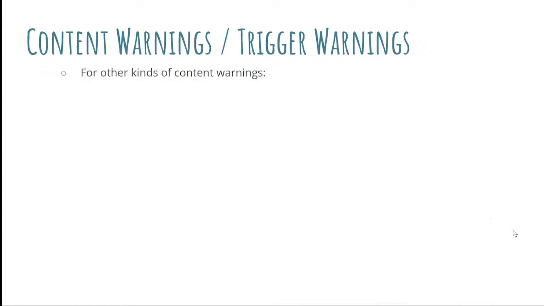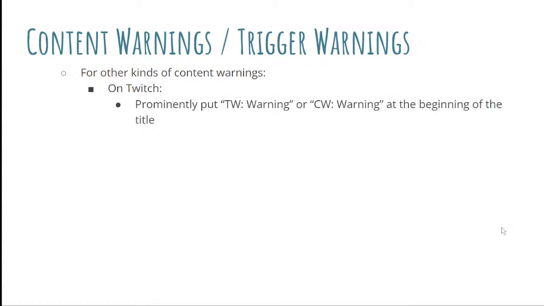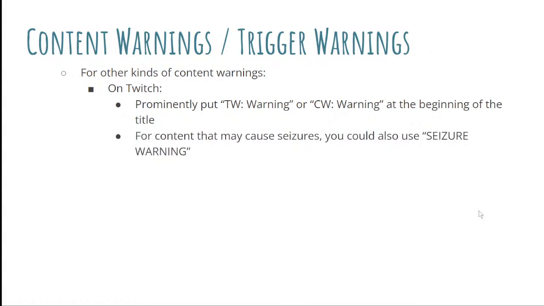For other kinds of content warnings, on Twitch, you should prominently put TW warning or CW warning at the beginning of the title. Typically, I use TW because I feel like that's more widely known, but CW might be appropriate as well. For content that may cause seizures, you can use seizure warning in all caps at the beginning.